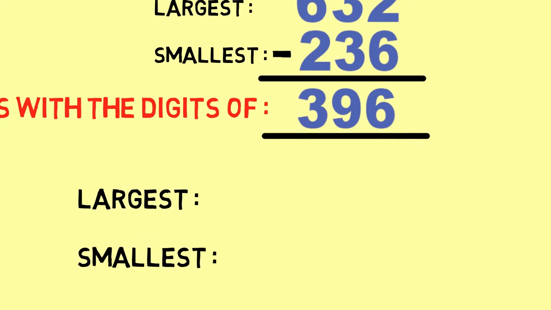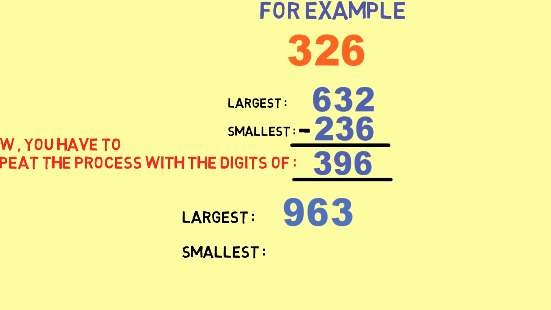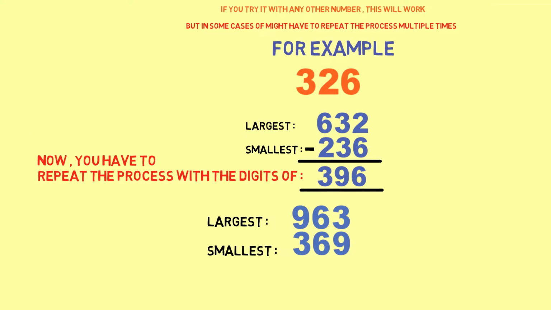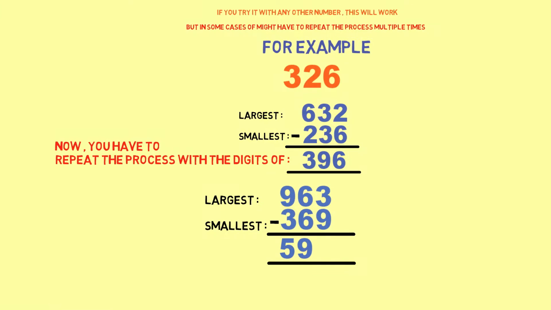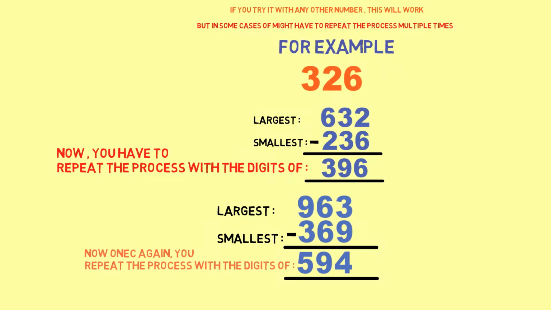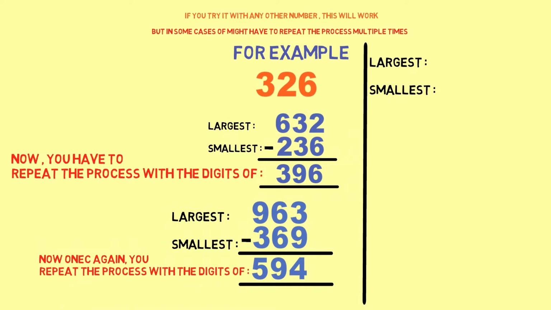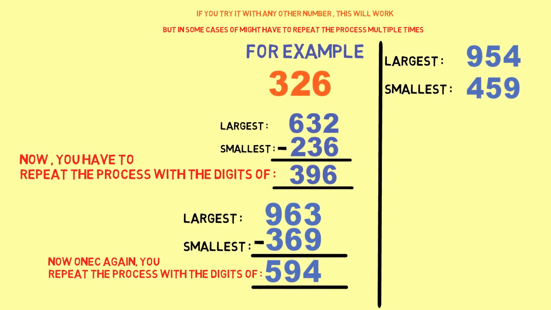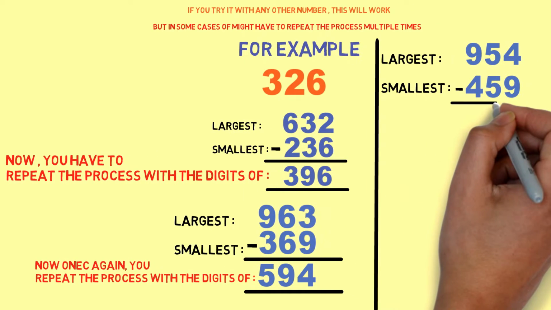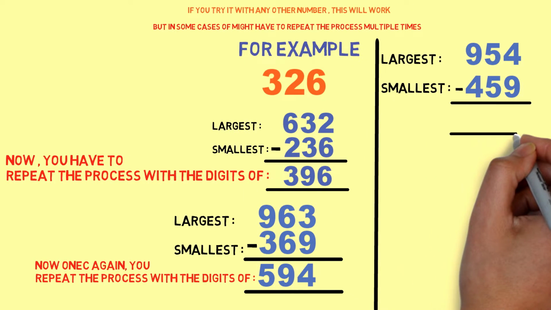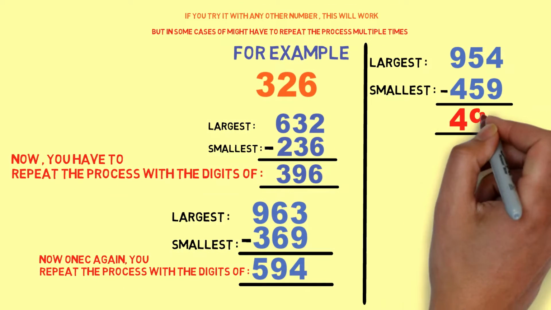So the largest number would be 963 and the smallest would be 369. So you subtract the smallest from the largest, you get 594. Now once again, you repeat the process with 594. You get the largest number as 954 and smallest as 459. And this time when you subtract the smallest number from the largest number, you once again get 495.